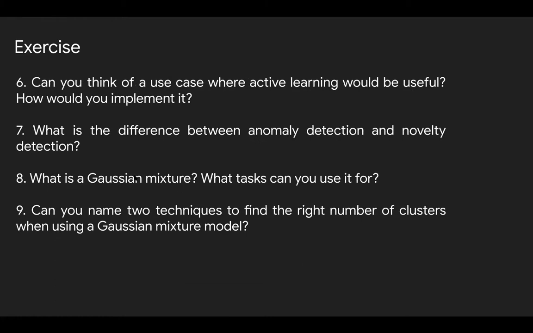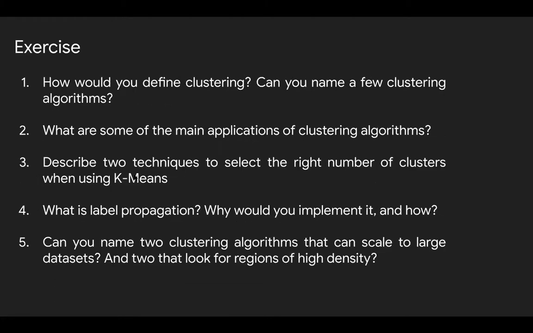The next question is: describe two techniques to select the right number of clusters when using K-means. So I think here we had those two diagrams. I remember them. I know where they are. What are the names for them? Using the silhouette score, the silhouette diagram, and the elbow point diagram that plotted the inertia with respect to the clusters.